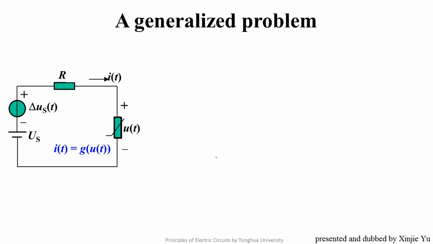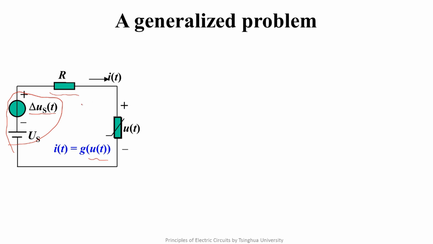Well, with the viewpoint of linearizing at the working point, we will be able to discuss a more general problem. In this problem, we have a small signal superposed with a DC. The small signal can be interpreted as a signal that will be amplified. It can also be understood as a disturbance of the DC source. This is a linear resistor and a voltage-controlled nonlinear resistor. Now we solve it by the analytical method.